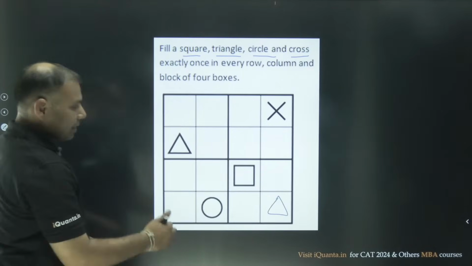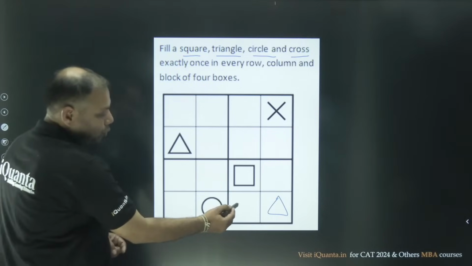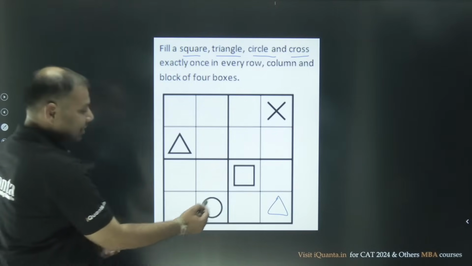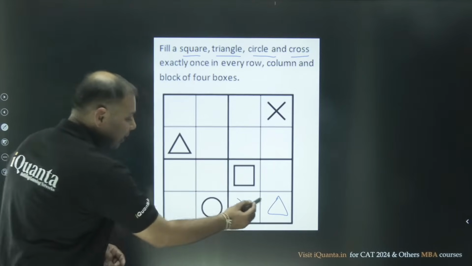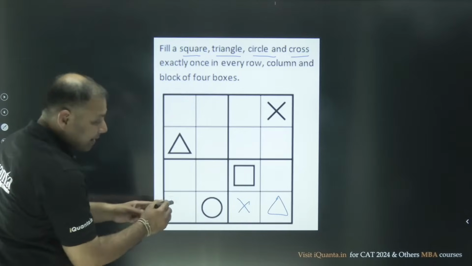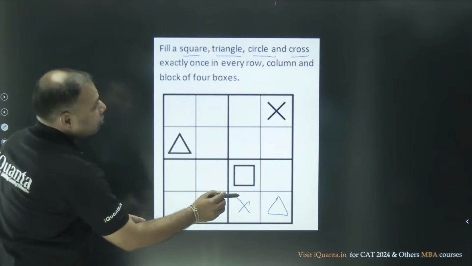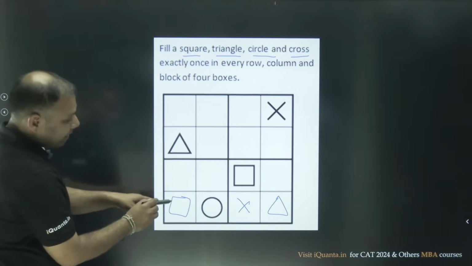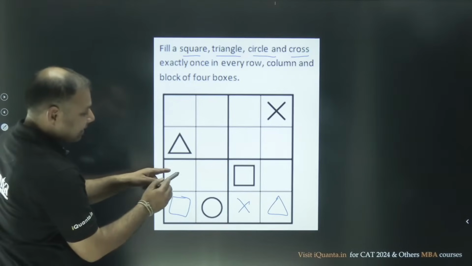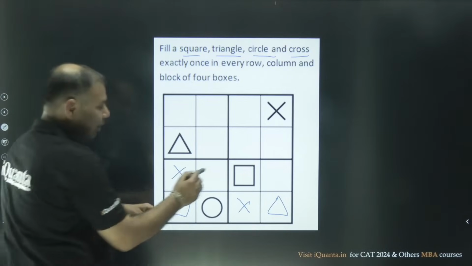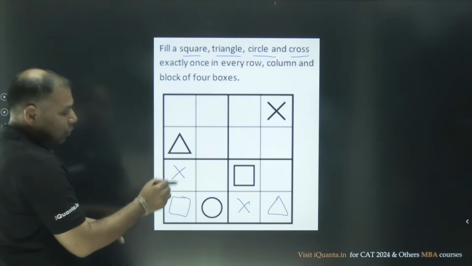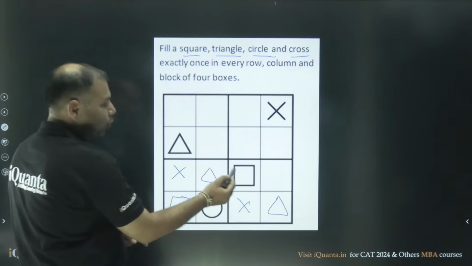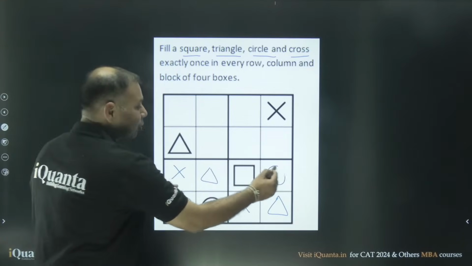Let's move further. Now let me fill this one. So square, triangle, square, triangle, circle, and cross, right? Now in this row, square is remaining, triangle, circle, cross are already there, so square is remaining. Let's move further. In this one, square, triangle, circle, cross is remaining, right? Now in this block only one box is remaining, square, triangle is remaining, circle, cross. Now in this row, square, triangle, circle is remaining because cross is already there.